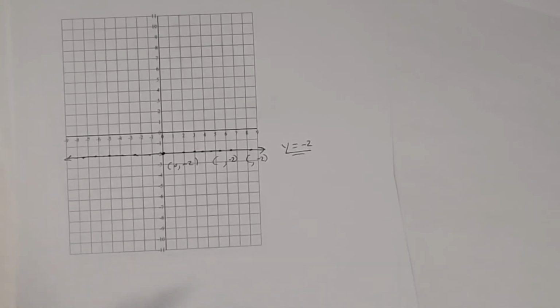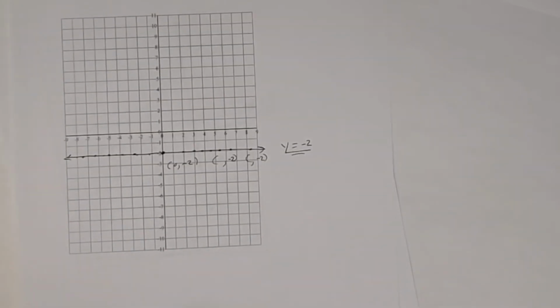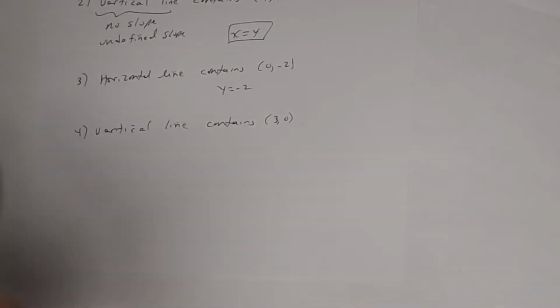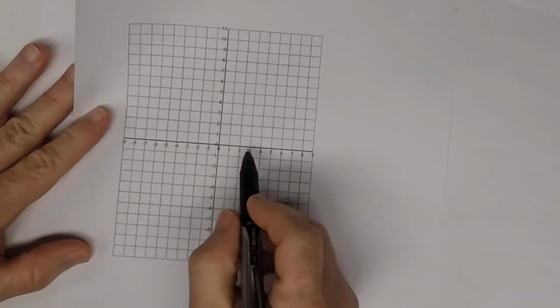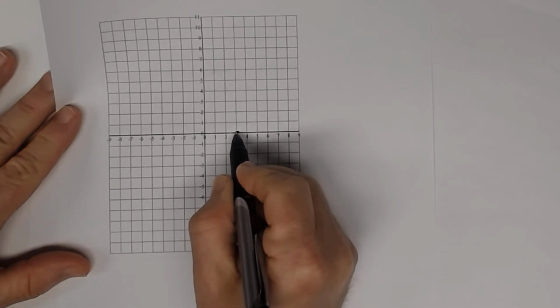All right, number 4, you have a vertical line that contains the point (3, 0). Vertical line that contains the point (3, 0). So let's look at this in terms of a graph. Here is the point (3, 0) right here.